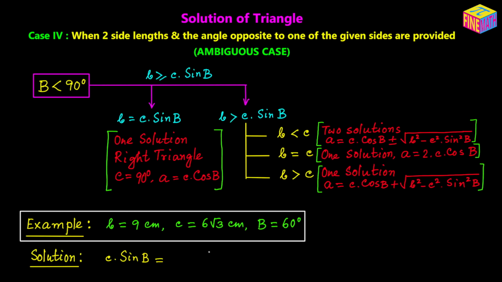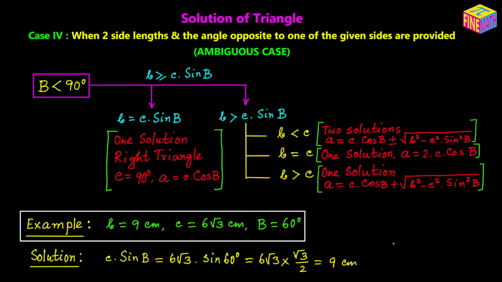C times sine of B will be equal to 6 times square root of 3 times sine of 60 degree, and that will be equal to 6 times square root of 3 times square root of 3 over 2, and that will be equal to 18 over 2, which is equal to 9. So this will be 9 cm. So C times sine of B is equal to 9 cm, and here B is also equal to 9 cm. That means B is equal to C times sine of B.